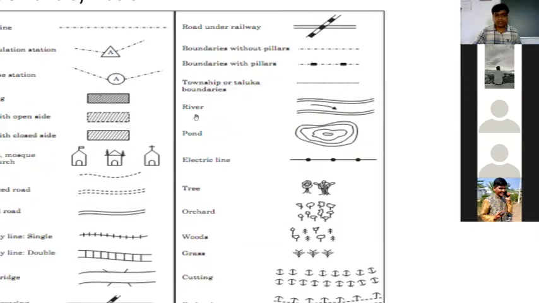Next, coming to river. Here you can see there is a gap over here, and we have shown an arrow. This arrow indicates that the river flows in this direction. So this is how we're going to show the river in the map.